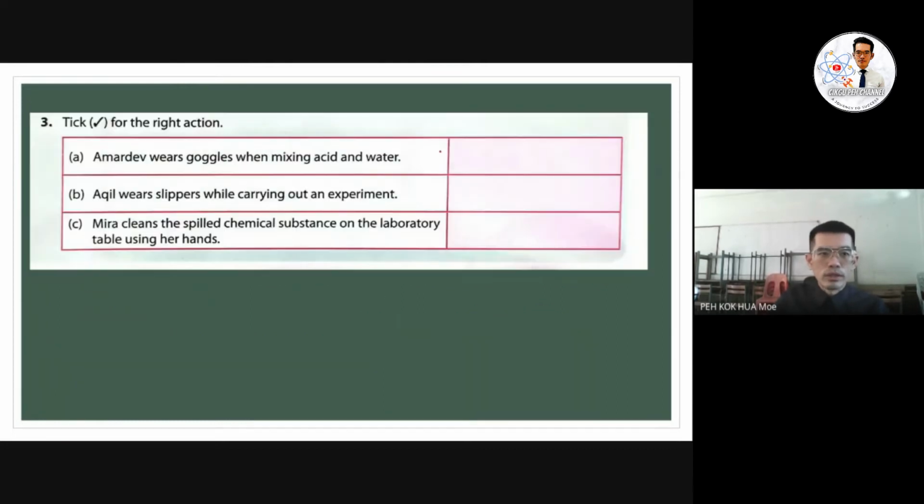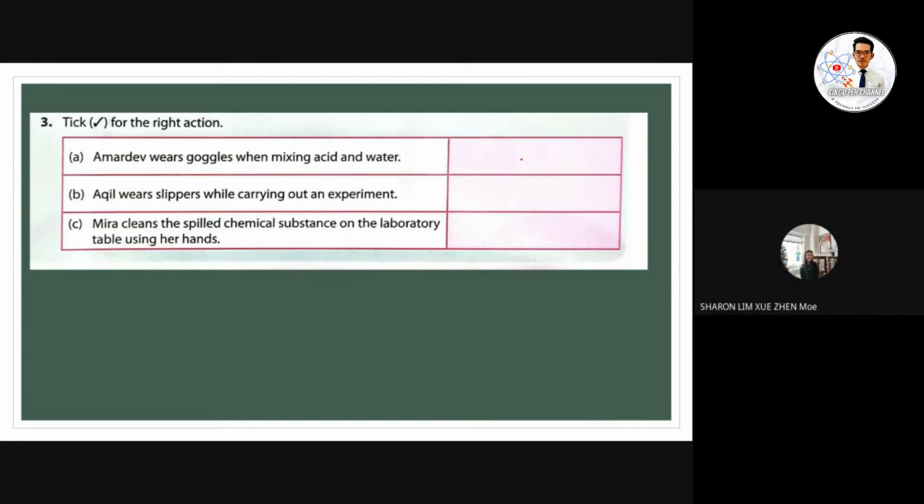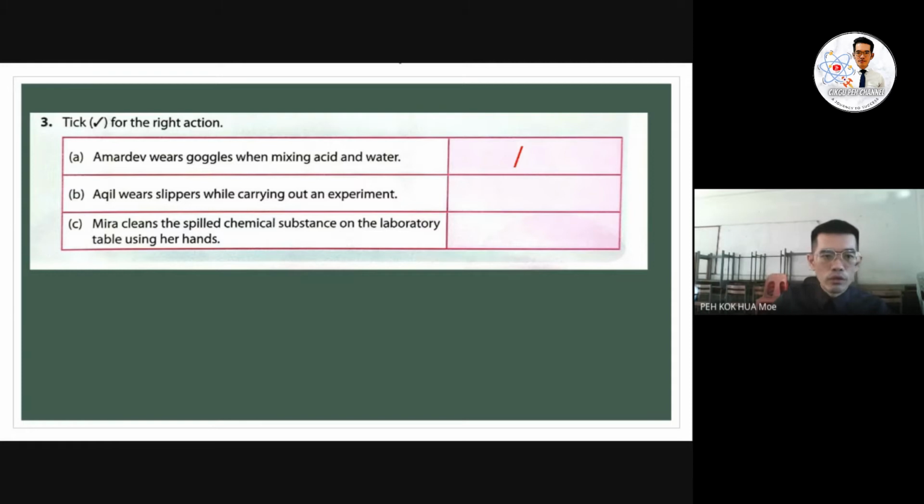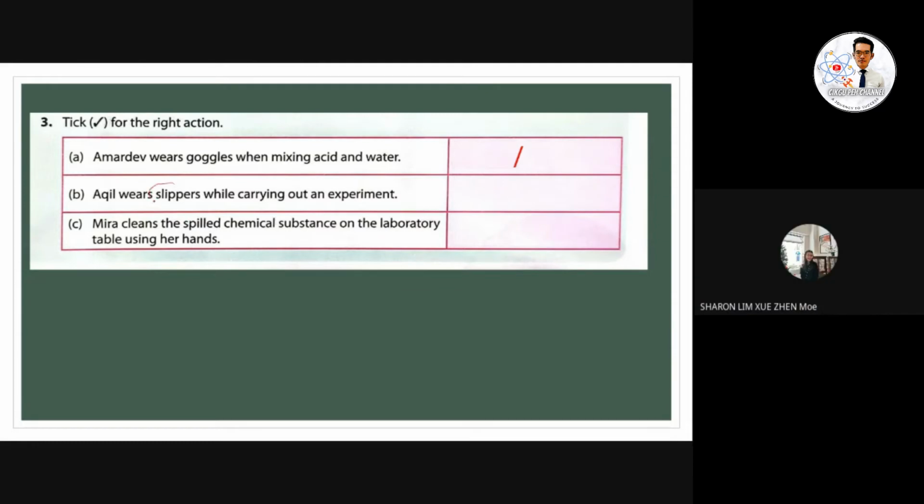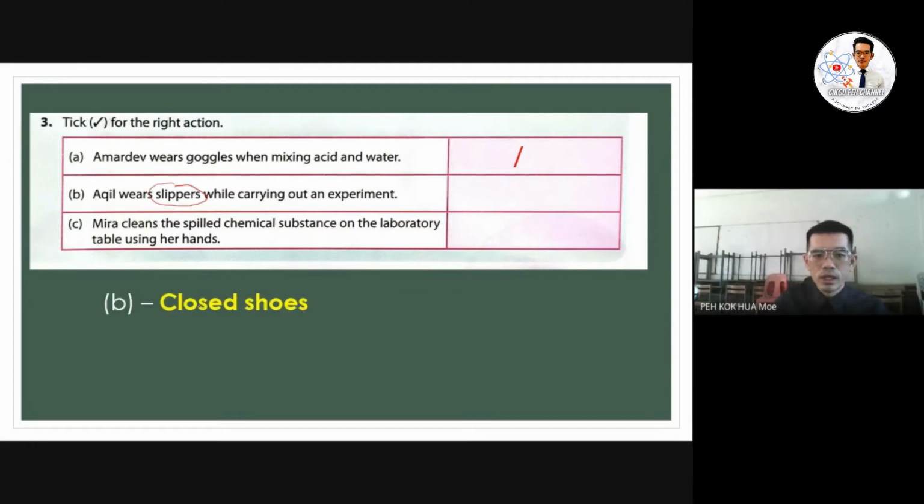So the next question, take the right action. Which is the right action? A: Amir wears goggles when mixing acid and water. Is it the correct action? Correct. Yes, good. So for the next, Ali wears slippers while carrying out an experiment. Is it the correct way? False. Yes, false, he should be wearing closed shoes.